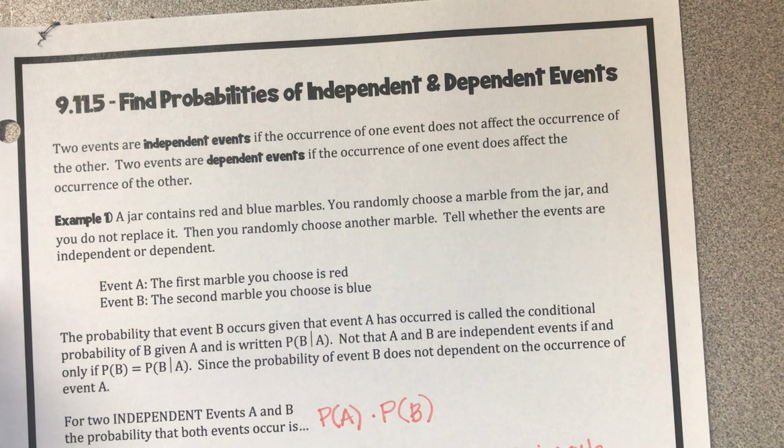Dependent would be like you pick a card out of the deck and then you hold on to it, and then you let someone else pick a second card. What you picked on the first draw is going to affect the probability of what the second person can get on the second draw.